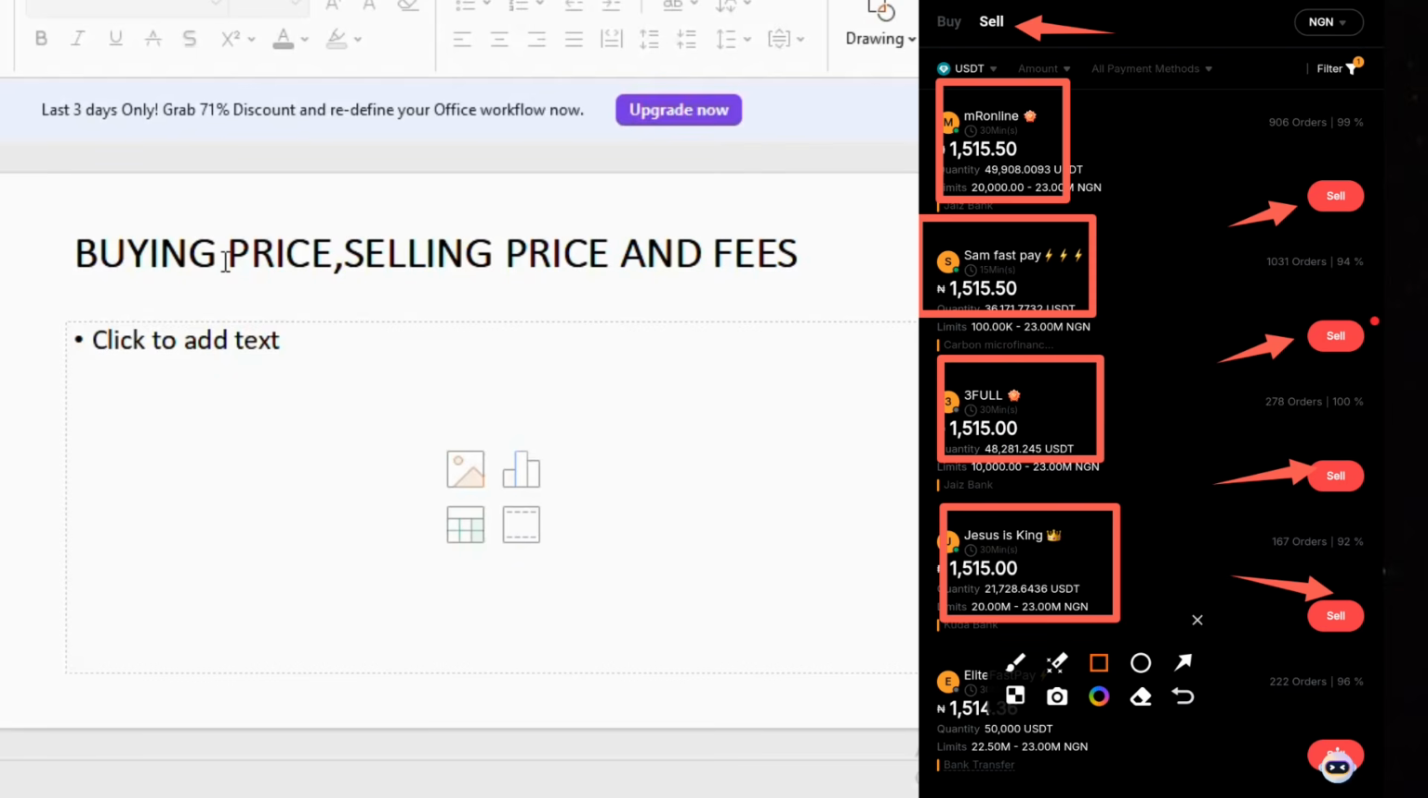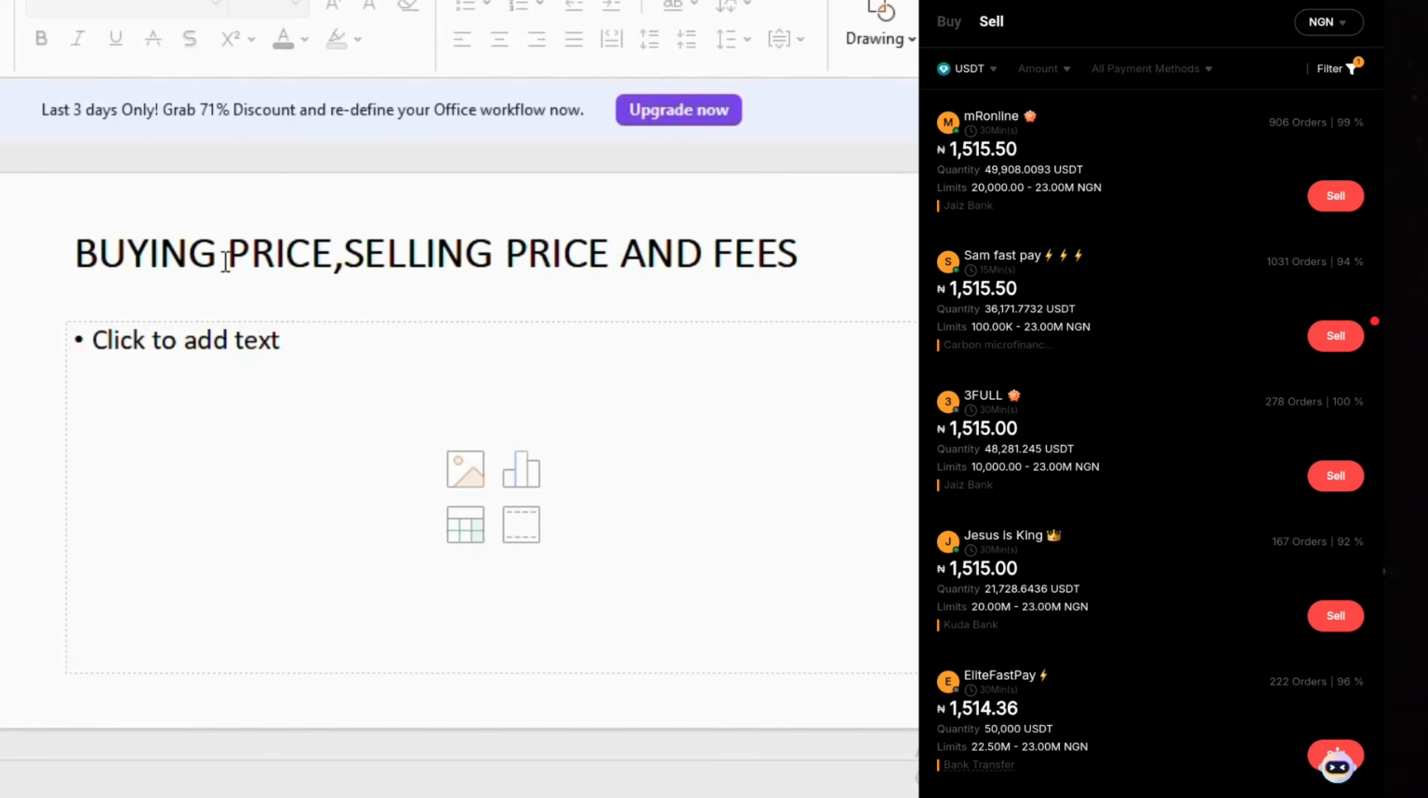Let's take, for example, I want to sell my USDT. I have to come to the sell side and click on sell. If I sell my USDT, you who are the merchant are the buyer. So your buying price is seen on the sell side. As of today, these are the buying prices, but these are not the final buying prices, guys. I'm going to share a secret that I've always been sharing on my videos. How do you find out your buying price?